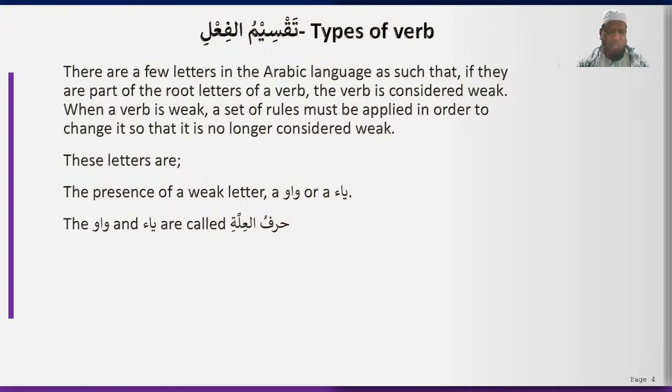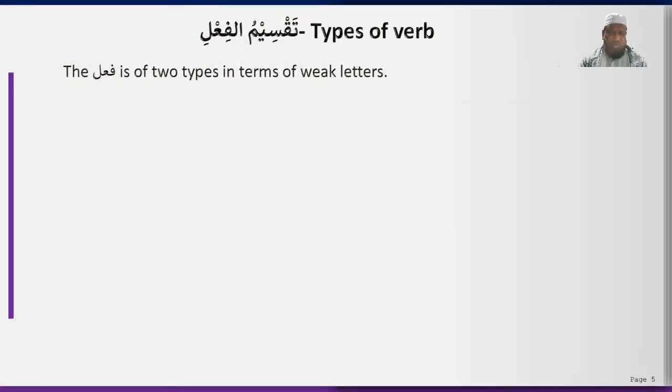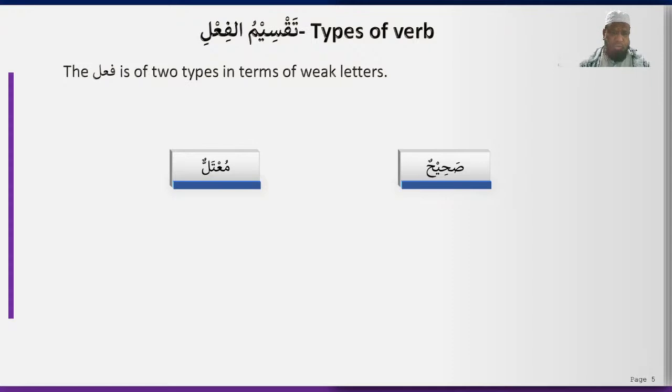So next time we see any of the harful illah in one of the root letters, either it can be in place of fa, which is called fa'ul kalima, or in place of ayn, aynul kalima, or in place of lam, lamul kalima. There are two types of fail in terms of weak letters. Those fails don't have weak letters. Those fail are in one group, and those fails do have a weak letter or harful illah. They are in one group. So the first group is called sahihun, and the second is called mu'tallun.